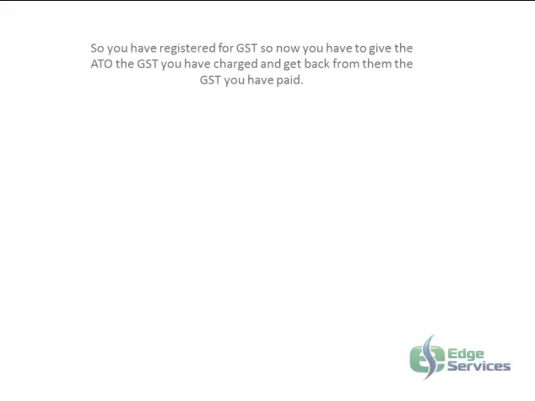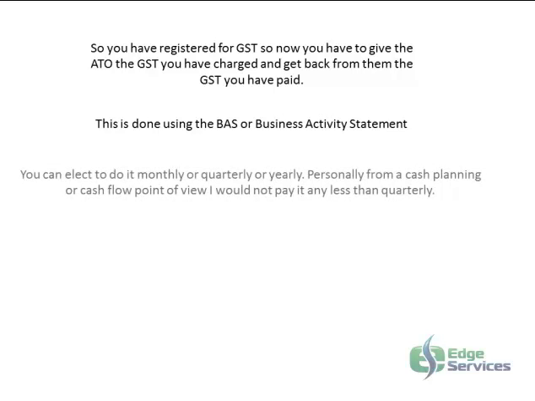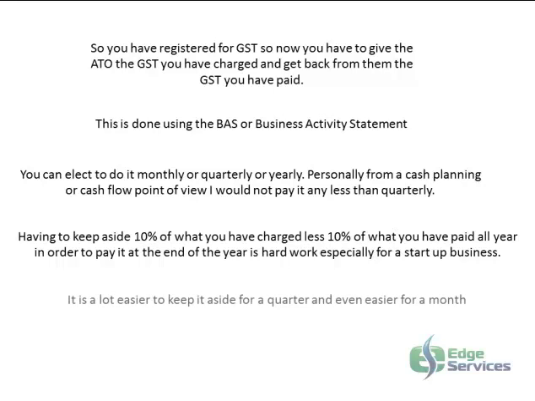So you've registered for GST. Now you have to give the ATO the GST you have charged and get back from them the GST you have paid. This is done using the BAS, or Business Activity Statement. You can elect to do it monthly, quarterly or yearly. Personally, from a cash planning or cash flow point of view, I would not pay it any less than quarterly. Having to keep aside 10% of what you have charged, less 10% of what you have paid, all year in order to pay it at the end of the year is hard work, especially for a startup business. It's a lot easier to keep it aside for a quarter, or even easier, a month.